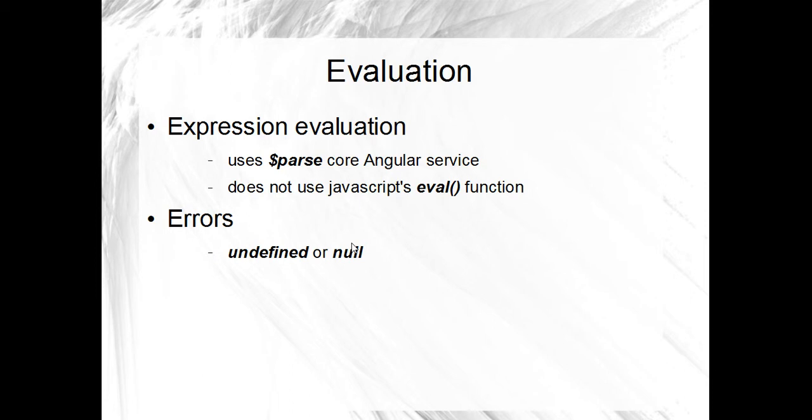Coming to evaluation, in Angular, expressions are evaluated using the $parse core Angular service, but those do not use JavaScript's eval function. And in JavaScript, trying to evaluate undefined properties might generate a reference error or type error. Whereas in Angular, expression evaluation forgives the evaluation to undefined or null instead of throwing errors. So, expression evaluations are primarily used for data binding in Angular. So, instead of having a lot of cluttered code to handle errors in Angular, it just simply forgives the evaluation without displaying anything.